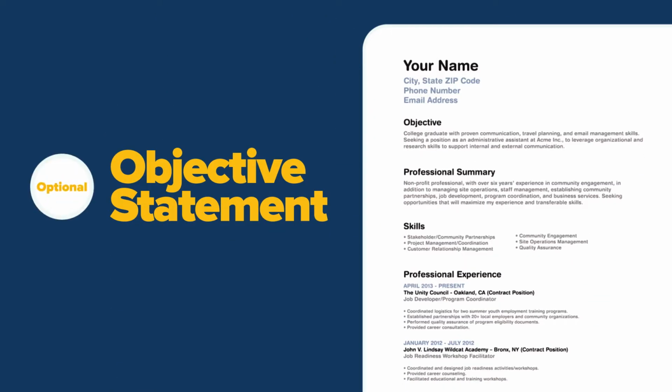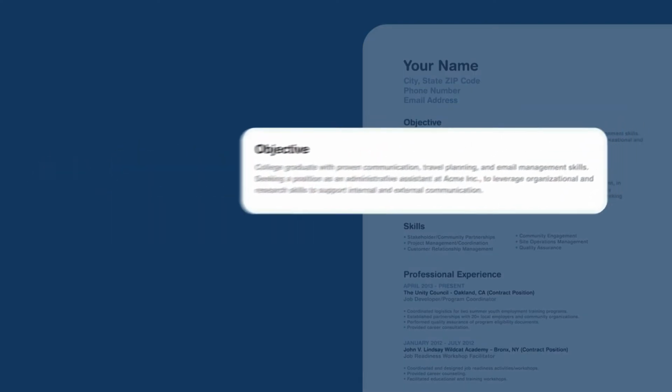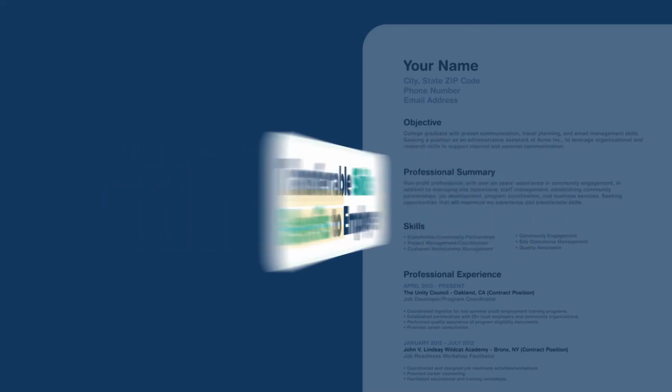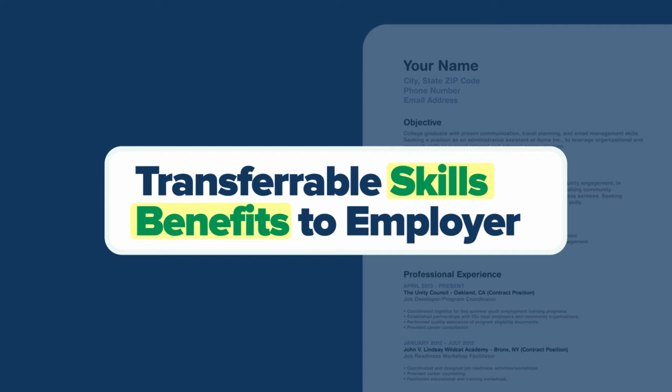First, if you are starting a brand new career or changing careers, we recommend you include an optional objective statement as the first item on your resume. This statement is typically 2 or 3 sentences and explains why you're applying for the position. The statement should mention your transferable skills and how they would benefit the employer.